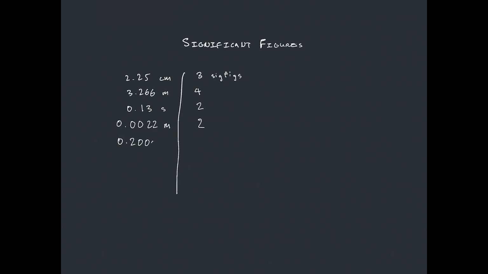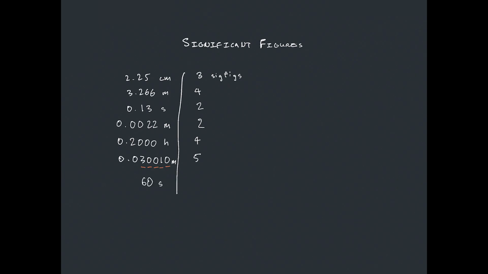But what if we have 0.2000 hours? Well, zeros after the number do count towards the number of significant figures. So we have 4 significant figures here. So if we have 0.030010 meters, then we have 1, 2, 3, 4, 5 significant figures. That is, we have 3, 0, 0, 1, and 0 are all significant.